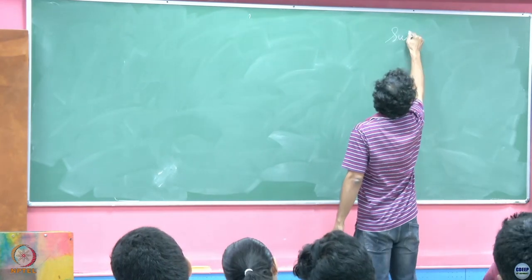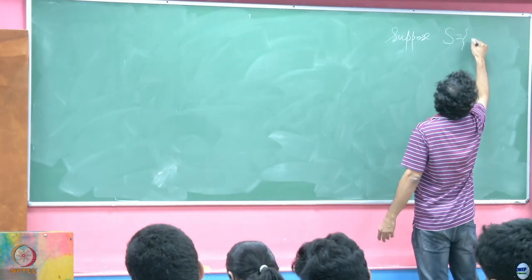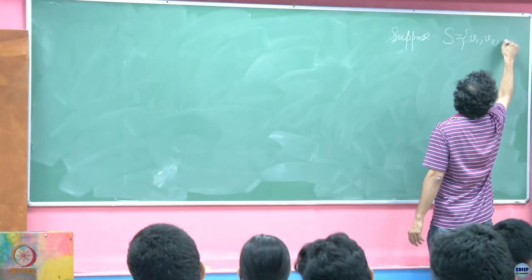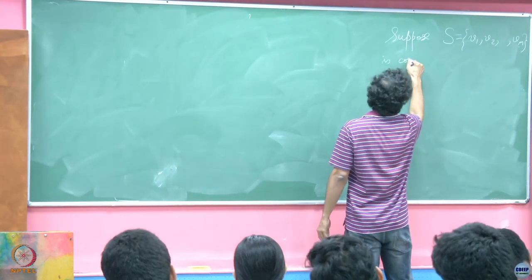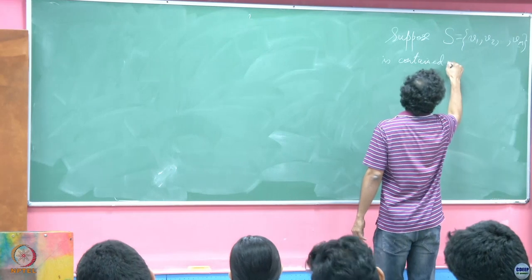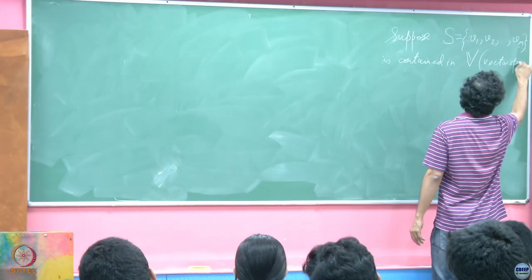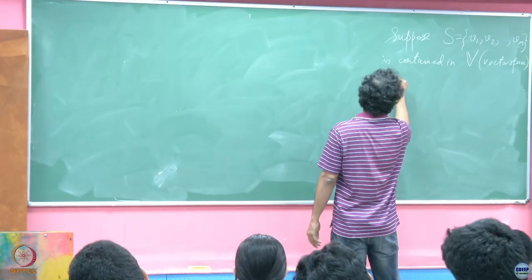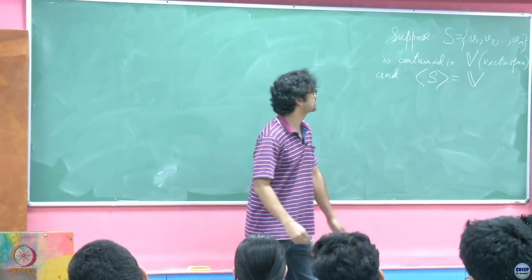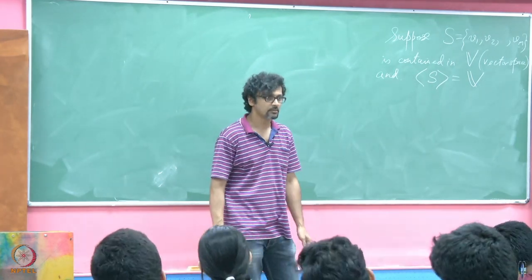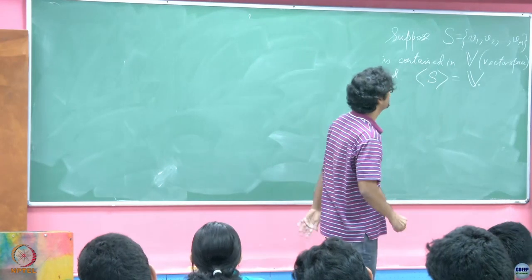Suppose S is equal to {V1, V2, ..., Vm}, contained in V. So this is obviously a vector space. And span of S equals V, which is another way of saying that S happens to be a generating set for the vector space V. Now pay careful attention to what's being said.